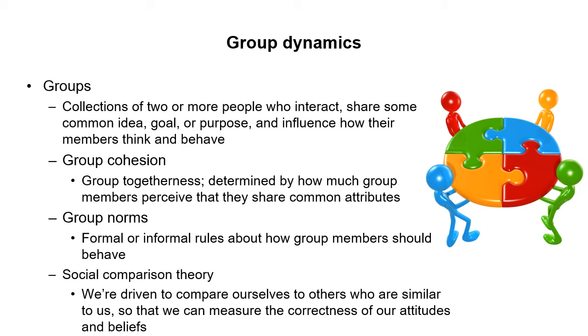We also have group norms. Each group has their own norms, and these are both formal and informal rules about how members should behave. And then finally, we've got social comparison theory, where we're driven to compare ourselves to others who are similar to us. In this way, we determine the correctness of our attitudes and beliefs. This can be good because it can reaffirm positive attitudes and beliefs, but it can be bad because it can also reinforce negative attitudes and beliefs. And you see this in groups, the hate groups and things like that, where these negative attitudes and beliefs just get reinforced.